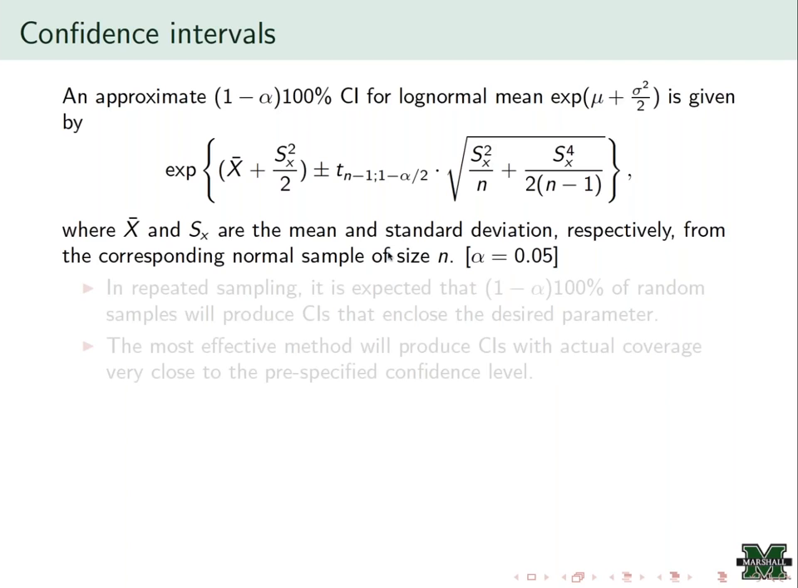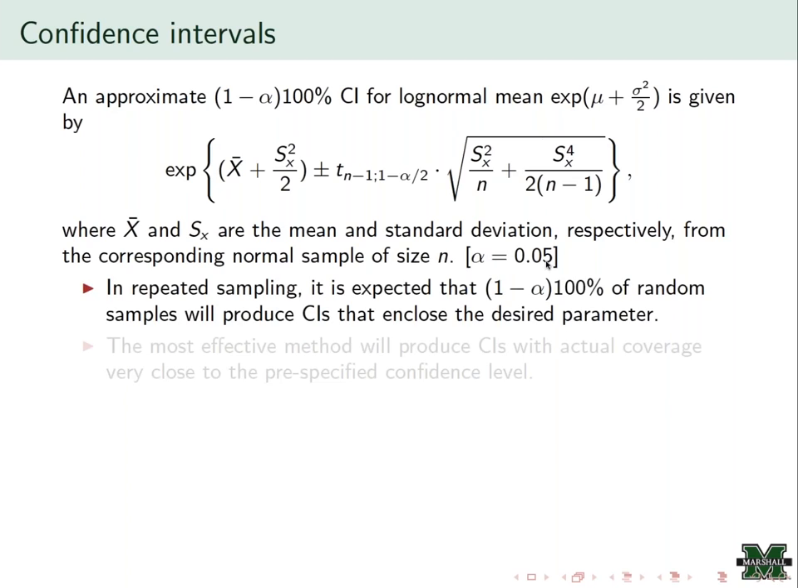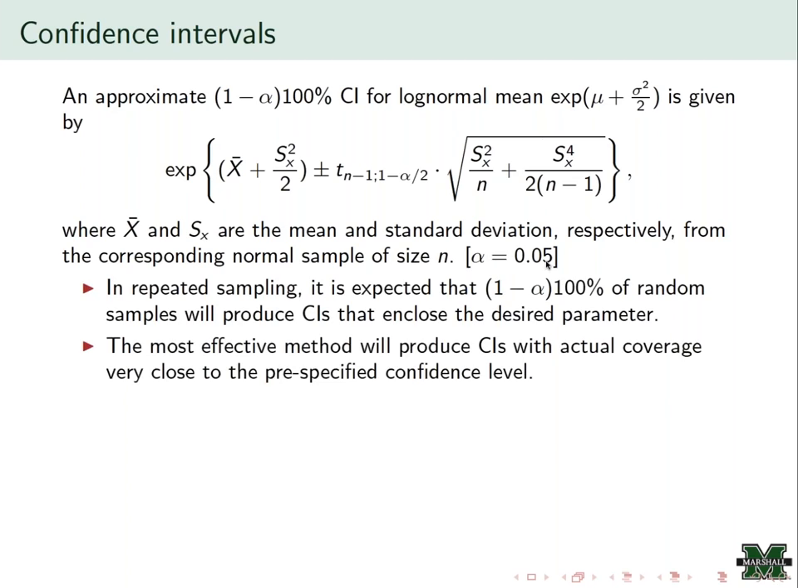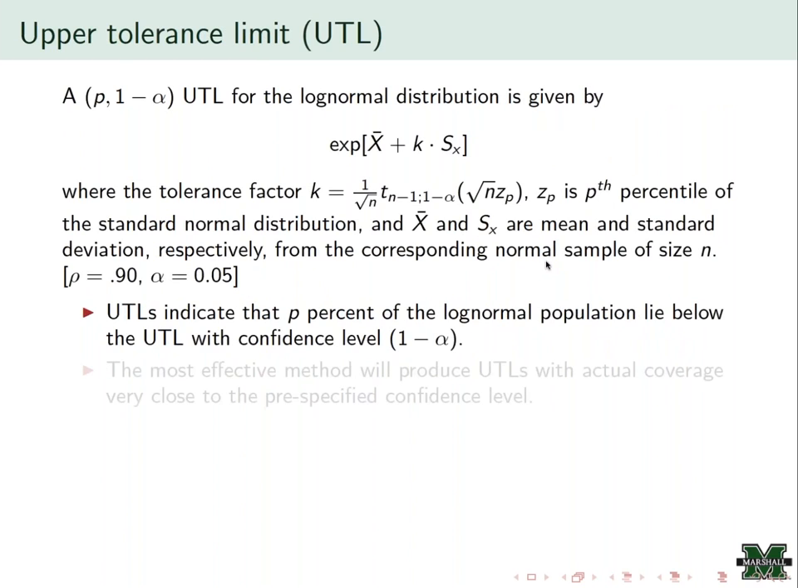Confidence intervals, you can see it is a standard confidence interval formula, but in this case it was exponentiated for the log normal mean. It is the estimator plus or minus some t-value times the standard error of the estimator. And in this case, I did use alpha is equal to 0.05. So in repeated sampling, it is expected that 95% of the random samples will produce confidence intervals enclosing the desired parameter.